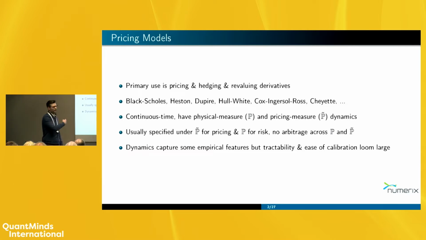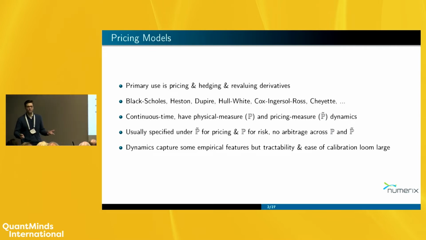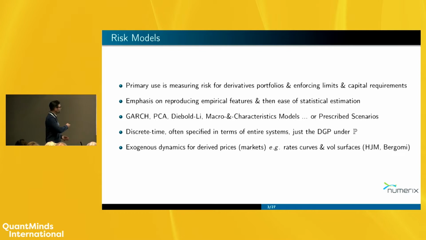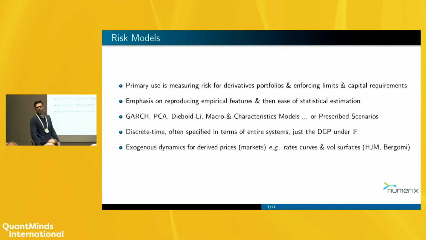Because we don't pick pricing models for their ability to produce good risk scenarios. Right? We pick pricing models for their ease of use in pricing and hedging derivatives, the ease of their tractability, ease of calibration, and things like that. We don't judge them on their ability to generate risk scenarios. Risk models, on the other hand, that's the primary purpose. They're there to measure risk for capital purposes, for risk limits and everything else. We judge risk models based on their ability to reproduce the relevant, the salient features of the historical data.